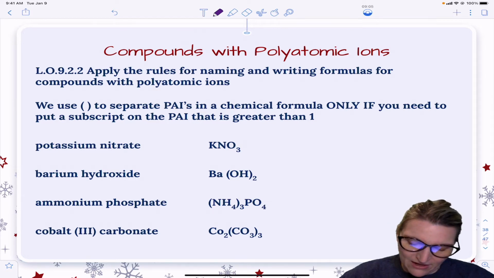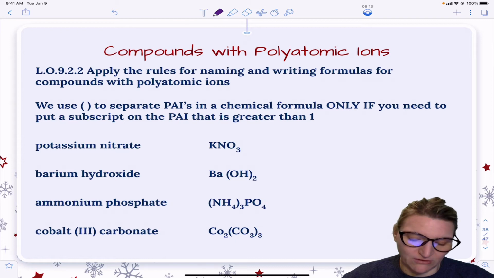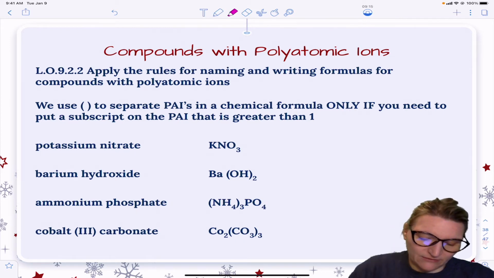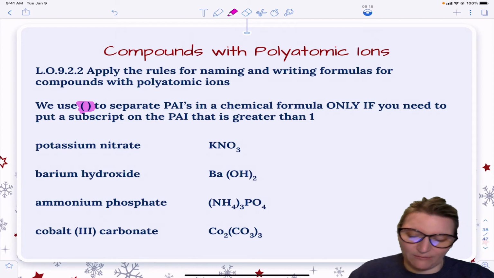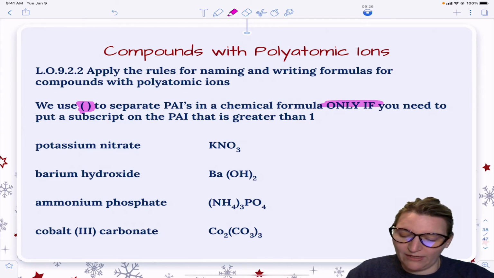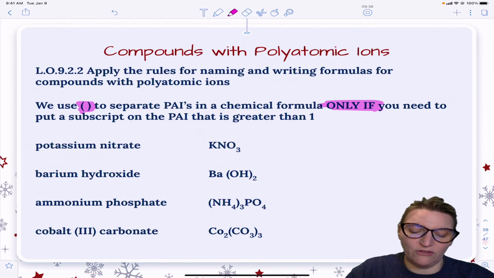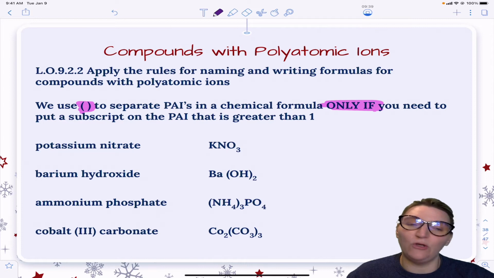If you look at these bottom three, you see that they have parentheses, and we have not used parentheses before around chemical symbols. When do you use parentheses? We use the parentheses to separate polyatomic ions in a chemical formula. So you use them around the polyatomic ions, but not all the time. Only if you need to put a subscript on that polyatomic ion that is greater than 1. So you have to ask yourself, how many of that polyatomic ion do I need? And if it's just 1, no parentheses. If it's more than 1, you will need parentheses.